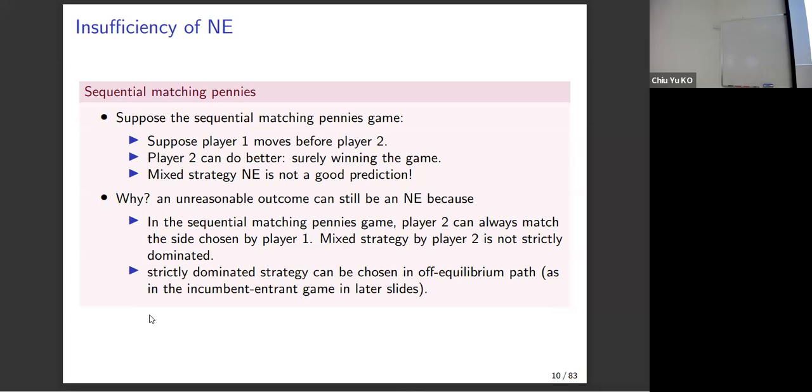So the prediction is very different, right? And actually in this case, player two always wins, regardless of the outcome. The outcome is that player two always wins $1, right? So focusing on Nash equilibrium is problematic, right? Because what player two actually would do depends on what player one does, right? Which is not covered or captured in the static game, right?